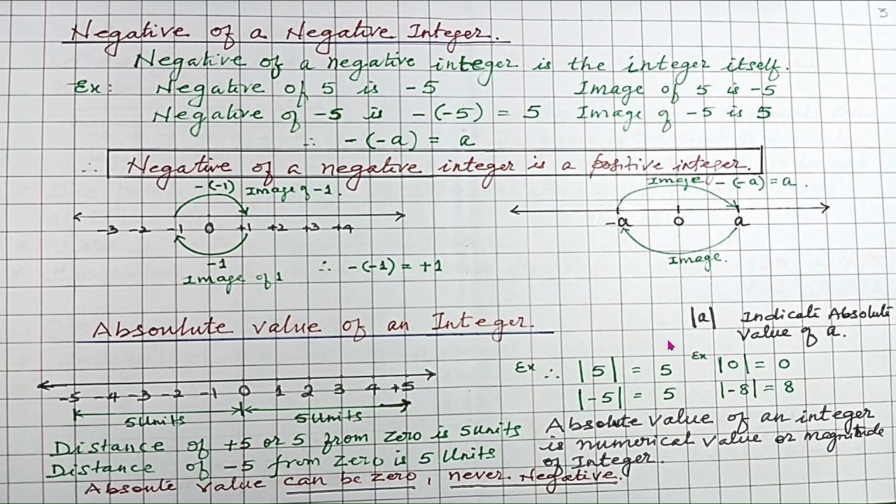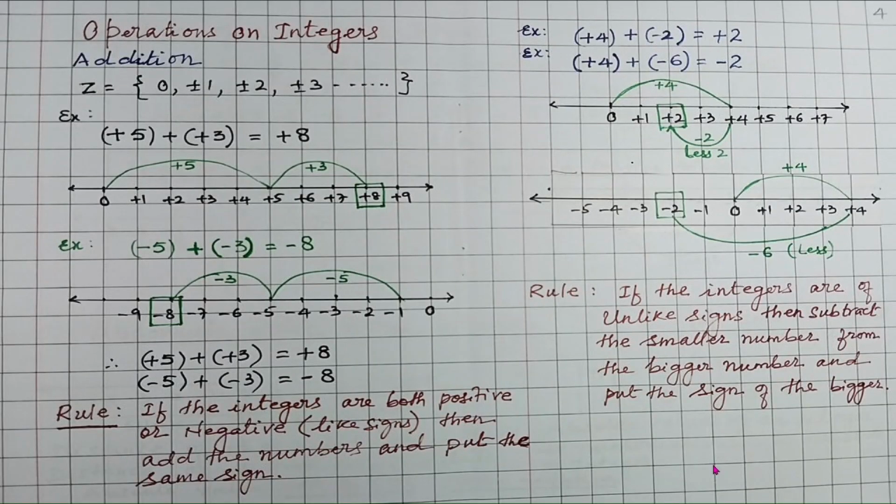And the absolute value is represented by putting two parallel lines on either side of the number. So the absolute value of 5 is 5. The absolute value of minus 5 is also 5. It is always a positive integer. So remember that. The absolute value of 0 is 0. So absolute value can be 0. Absolute value can be positive but never negative. So please remember that.